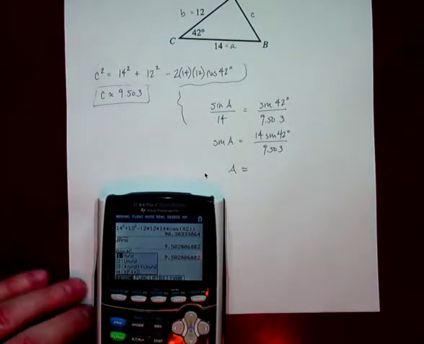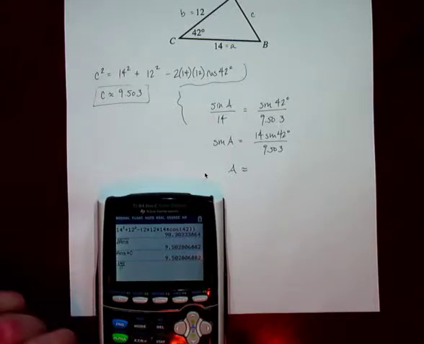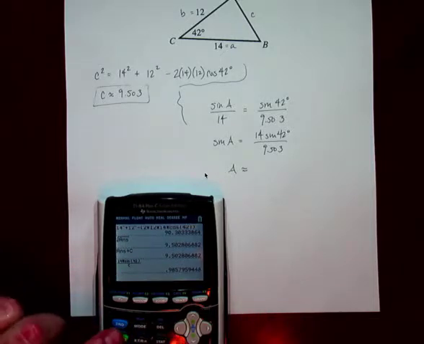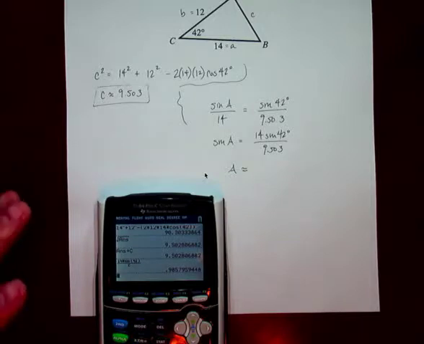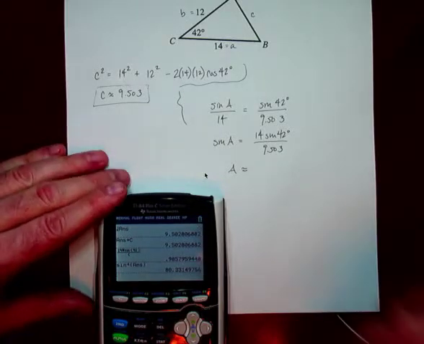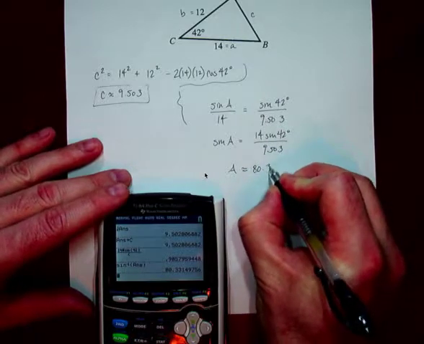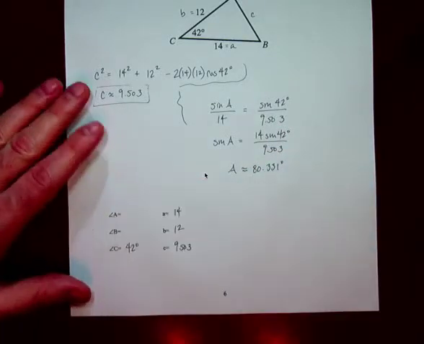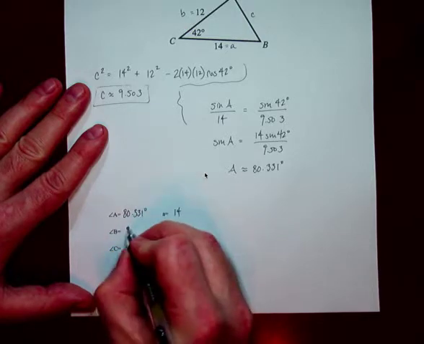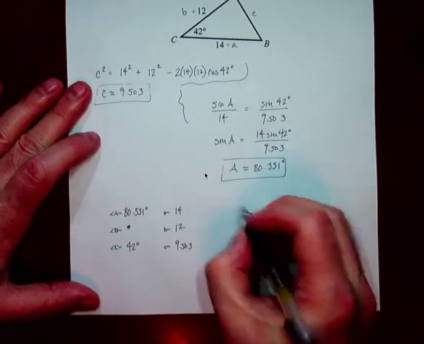So let's go ahead and find that ratio first of all. So 14 times sine of 42, all of that over, and I stored this into C, so I can just put C. And now that's 0.986 basically. That is really close to 1. So I should be expecting my angle to be something really close to 90 degrees. Okay, so let's do the arcsine of that answer, and it winds up being 80.331 degrees.